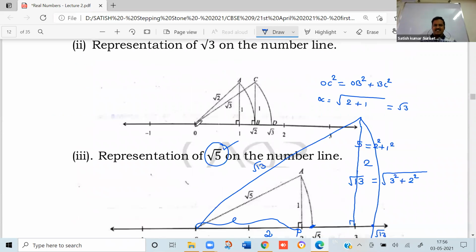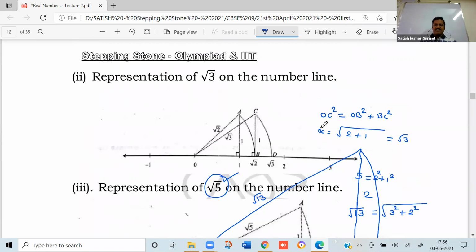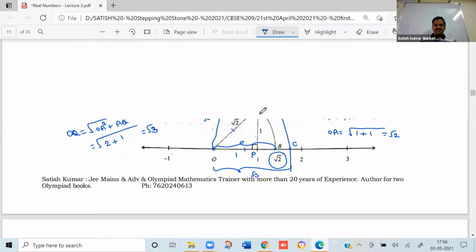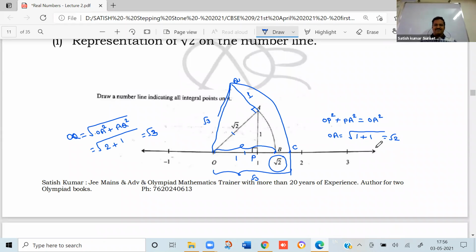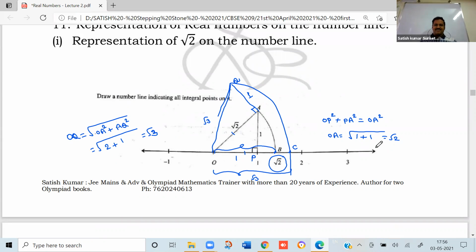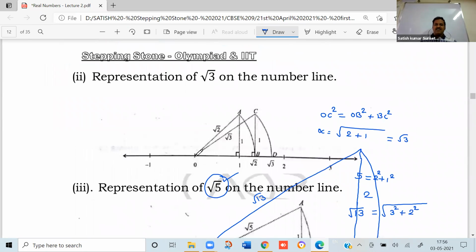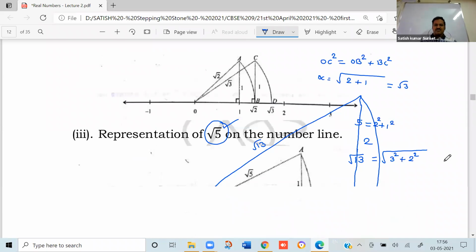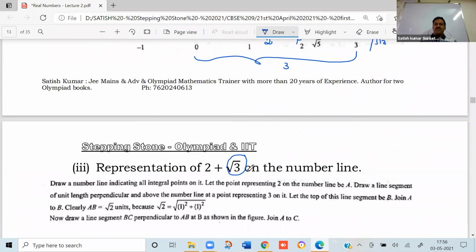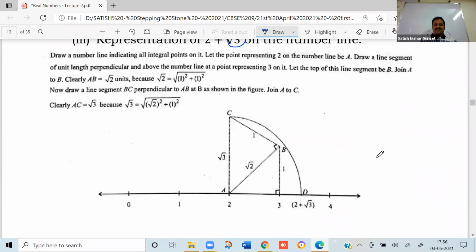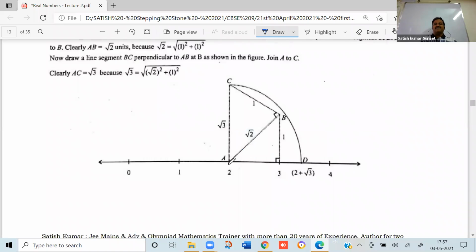Here itself is root 3. This is one method we have done. Another method is here. In these methods, we started with 0. Instead of starting with 0, now you shift 0 to 2, because we want 2 plus root 3. So you start at 2. When you start at 2, this is 1 unit, 2 to 3 is 1 unit, and this is also 1 unit.